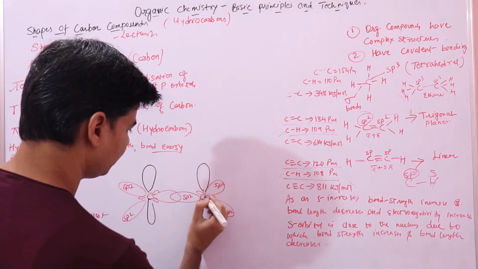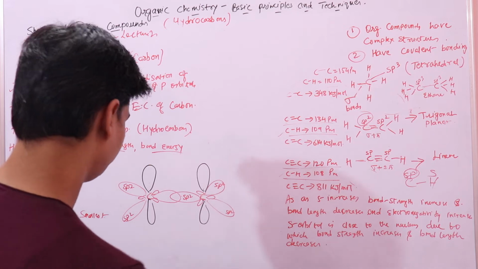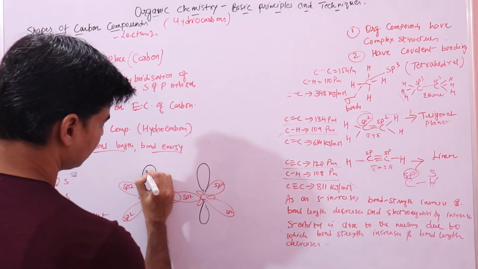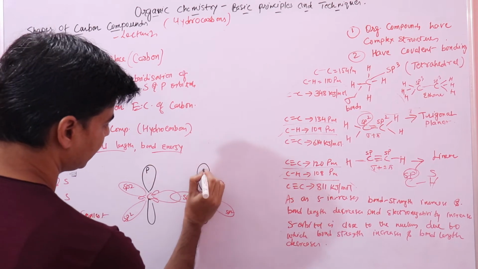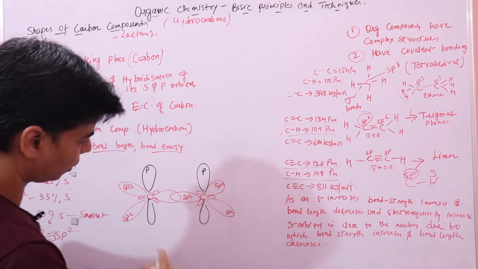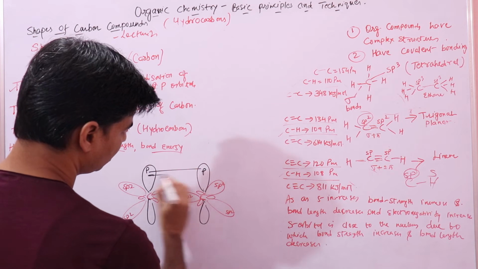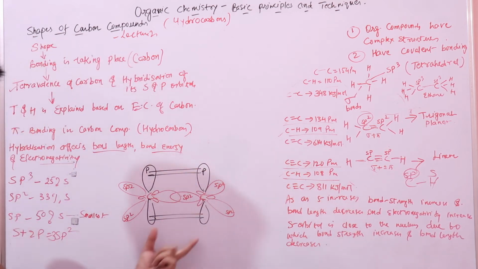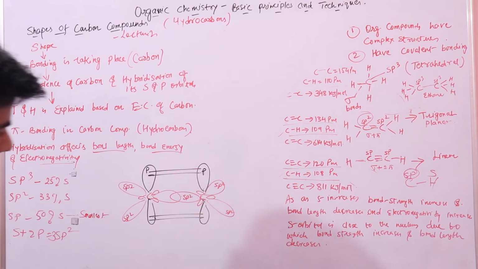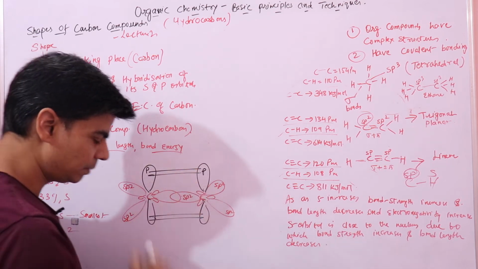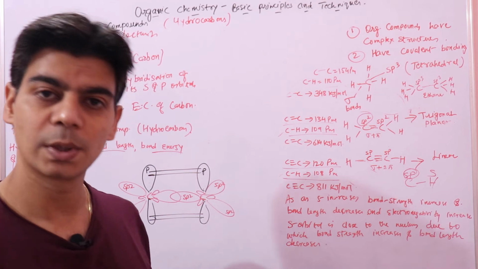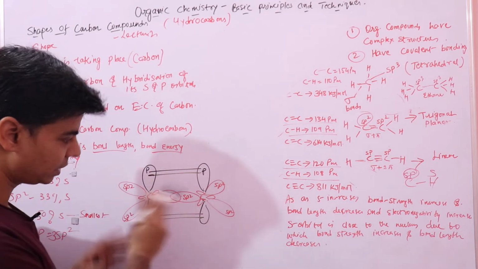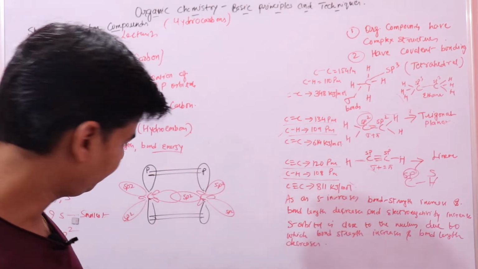This is how we draw a p orbital. This p orbital is unhybridized. Now this p orbital will undergo sidewise overlapping like this to make a pi bond. And we know that the pi bond, which is formed by sidewise overlapping, is a weaker bond. Since it's a weaker bond, it makes this molecule reactive.